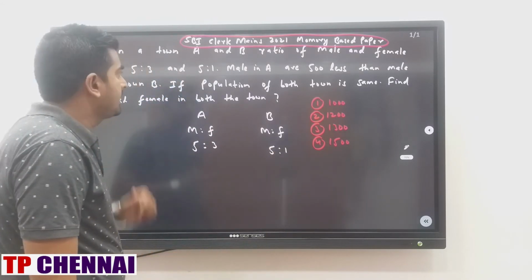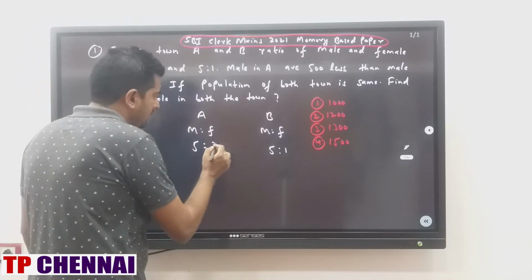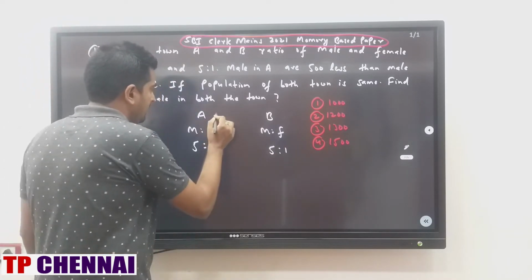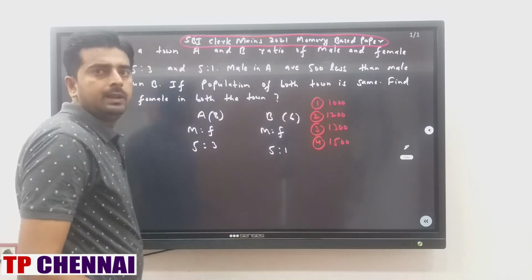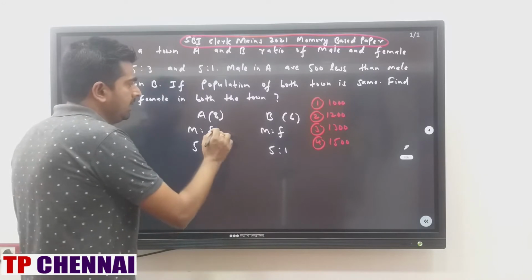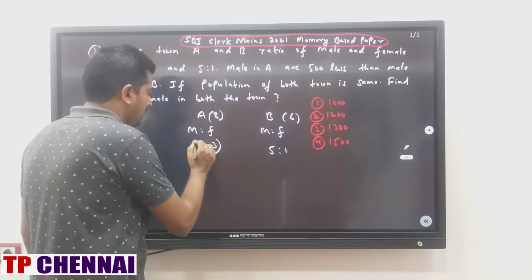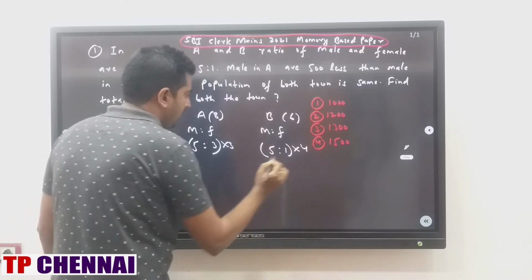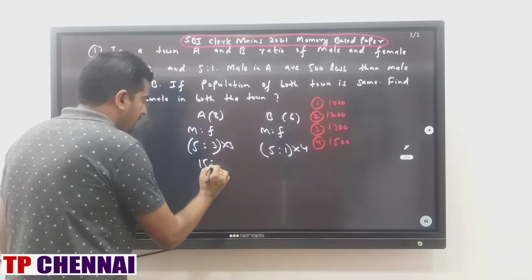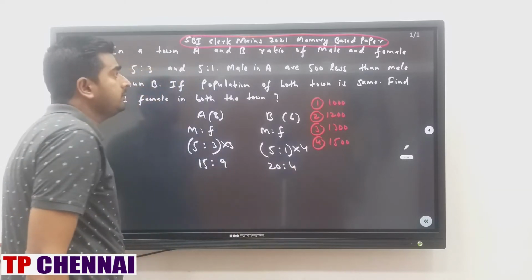Now they have given one condition: the population of both the towns is the same. But here the total is 8 and here the total is 6. It is not the same. We need to make it the same. How? Multiply with the LCM. What is the LCM of 8 and 6? 24. That means here we multiply by 3 and here by 4. This is 15, this is 9, this is 20, this is 4.